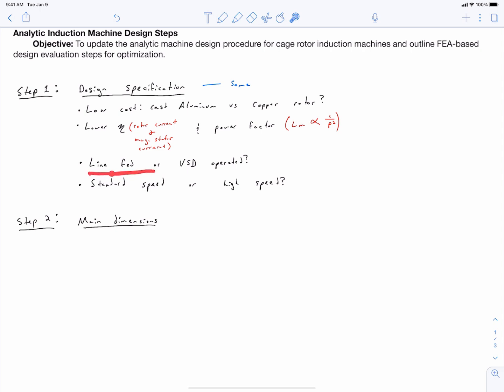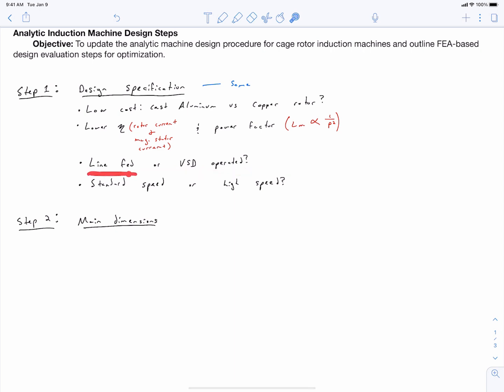The third thing that is unique to induction motor design is you should consider whether or not this machine is going to be designed for line-fed operation or whether it will use a variable speed motor drive. This distinction poses different requirements for what your torque slip curve should look like.